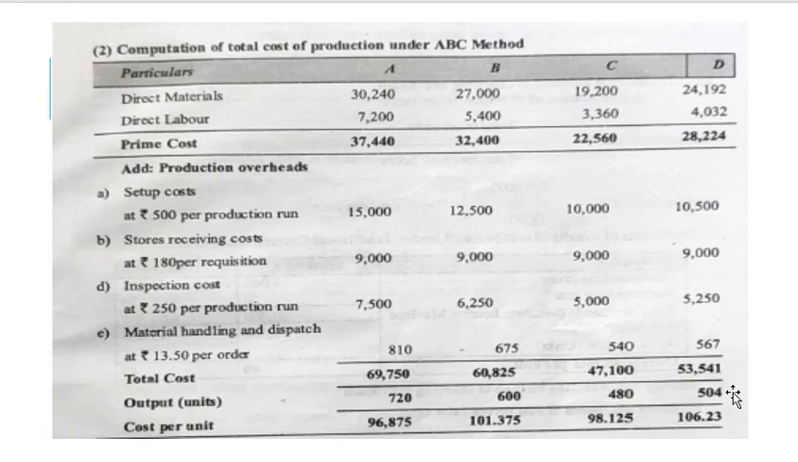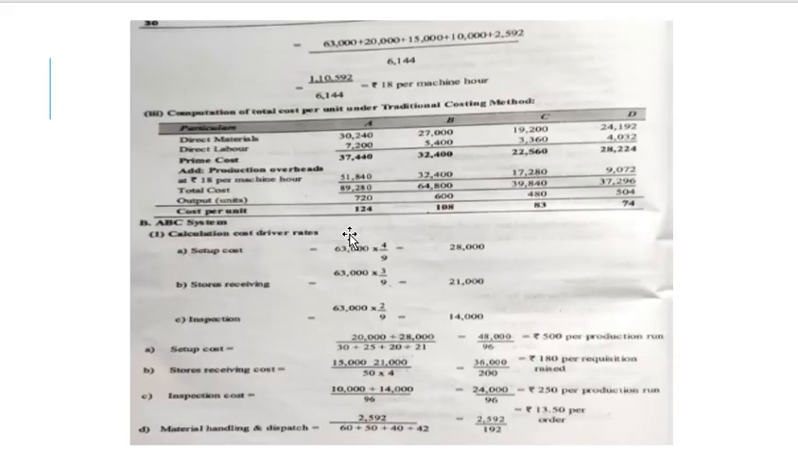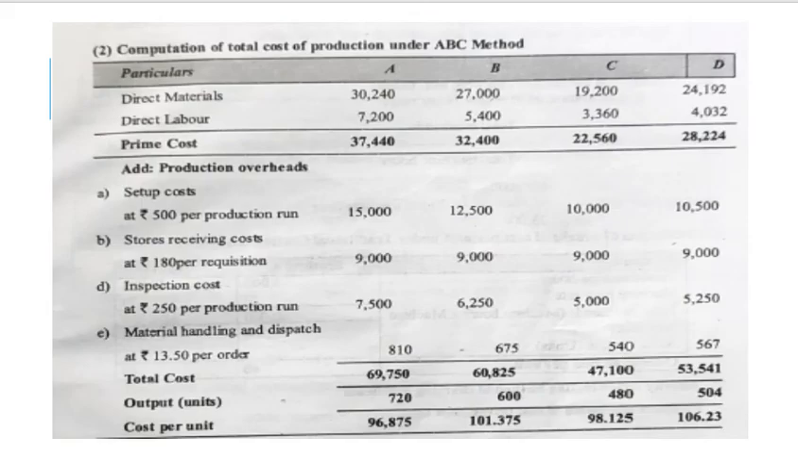So this is the cost per unit based on activity based costing, and for traditional costing the cost per unit is 124 for A, for B it is 108, for C 83, and for D it is 74.